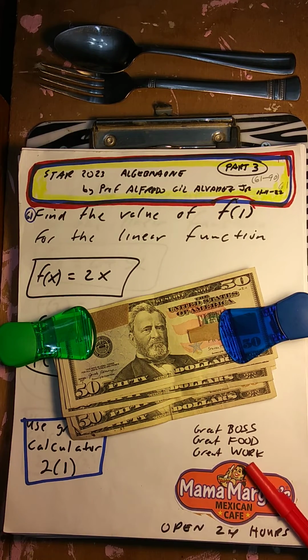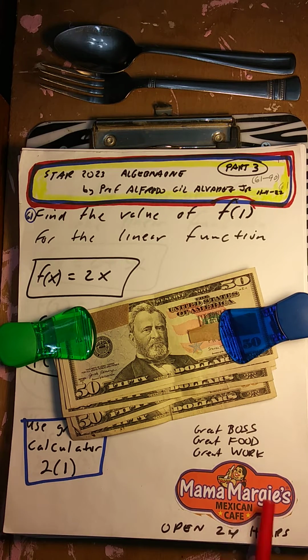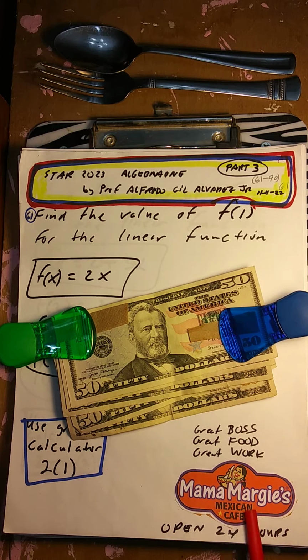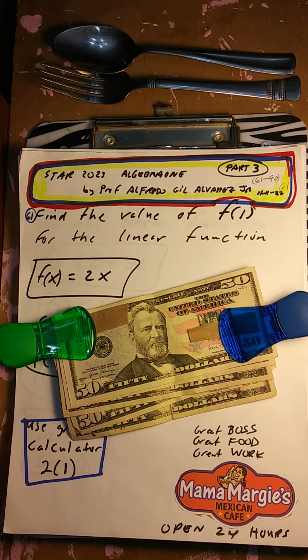And to get a job, you need some money. They're hiring right now. Great boss, great food, great work. Over 24 hours, Mom Margie's Cafe. Some money, you need some of this, they have it. They'll help you. You work for them, they'll give it to you.